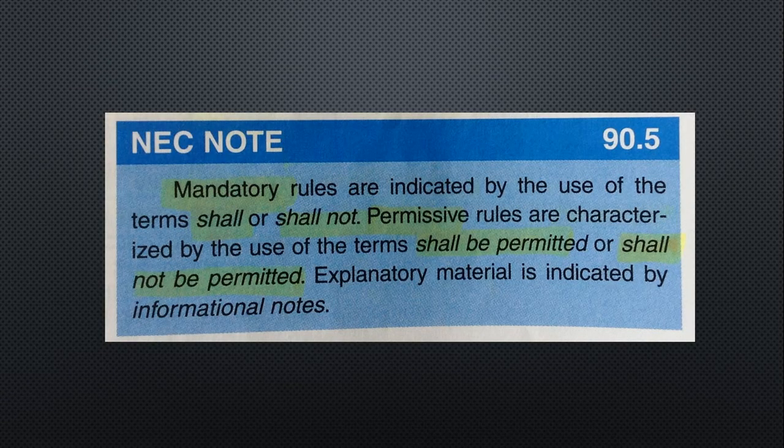NEC notes: mandatory rules are indicated by the use of the terms "shall" or "shall not." Permissive rules are characterized by the use of the terms "shall be permitted" or "shall not be permitted." Explanatory material is indicated by the informational notes, such as this one.